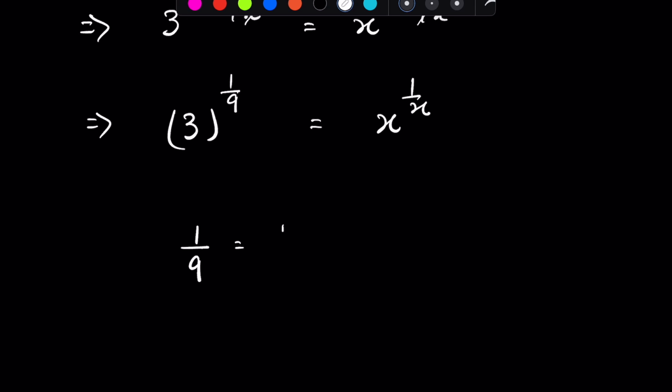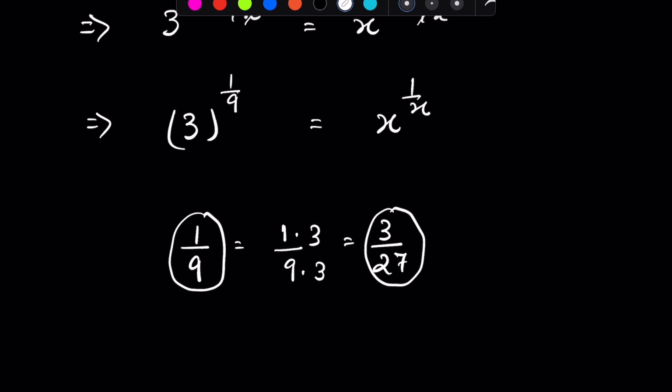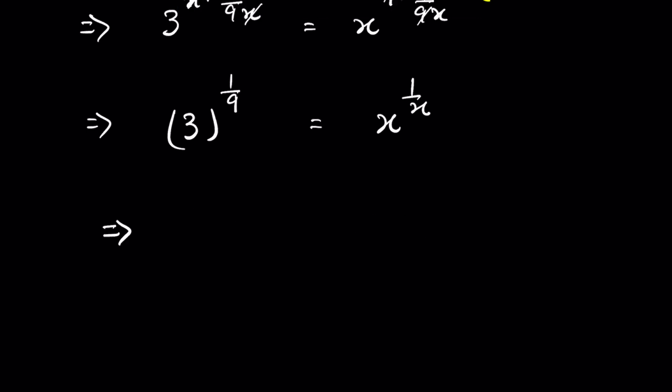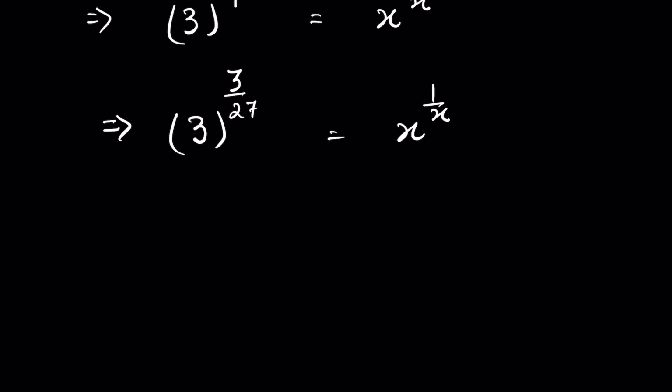Now this 1 upon 9, the equivalent fraction for 1 upon 9, if we multiply both numerator and denominator by 3, then it is equal to 3 upon 27. 3 upon 27 is equal to 1 upon 9. So we can write 3 raised to the power 1 upon 9 as 3 raised to the power 3 upon 27 is equal to x raised to the power of 1 upon x. Or we can write it as 3 raised to the power 3 times 1 upon 27 is equal to x raised to the power 1 upon x.